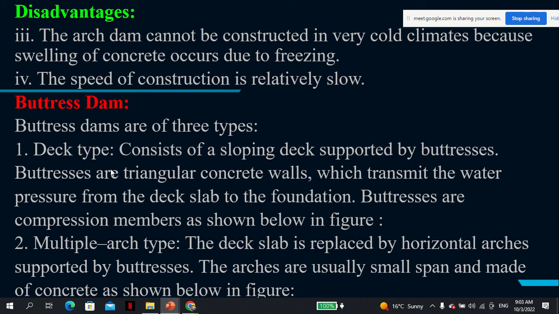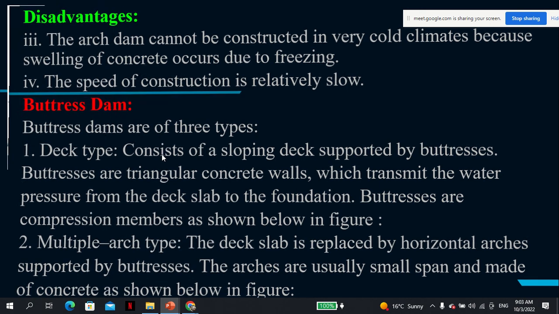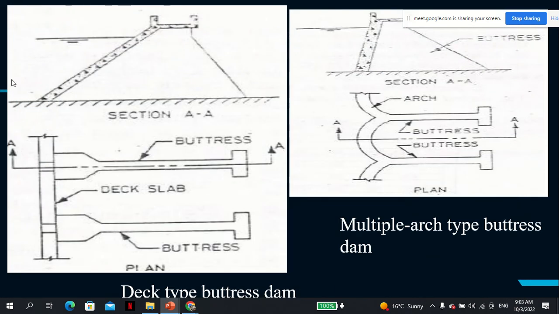I think we'll see the diagram next. Buttresses are compression members as shown in the figure. Multiple arch type: the deck slab is replaced by horizontal arches supported by buttresses. The arches are usually small span and made of concrete, as you can already see here. So this is multiple arch buttress. This is the deck type. This is the buttress, and you can see this is the deck.